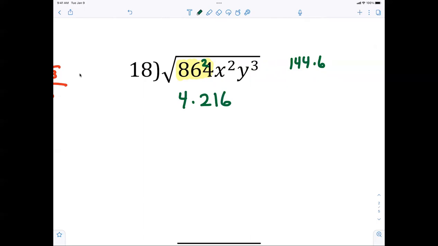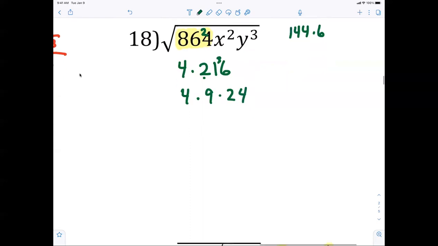Now, add up the digits here: 2, 1, and 6. Does everybody see that? Add those up, that's 9, correct? So we can divide by 9. 9 is a perfect square. 4 times, and then 9 times. 9 goes into 21 twice, 3 left over. 9 goes into 36 4 times. So now, is there a perfect square in 24? 4 and 6. So 4 times 9 times 4 times 6.